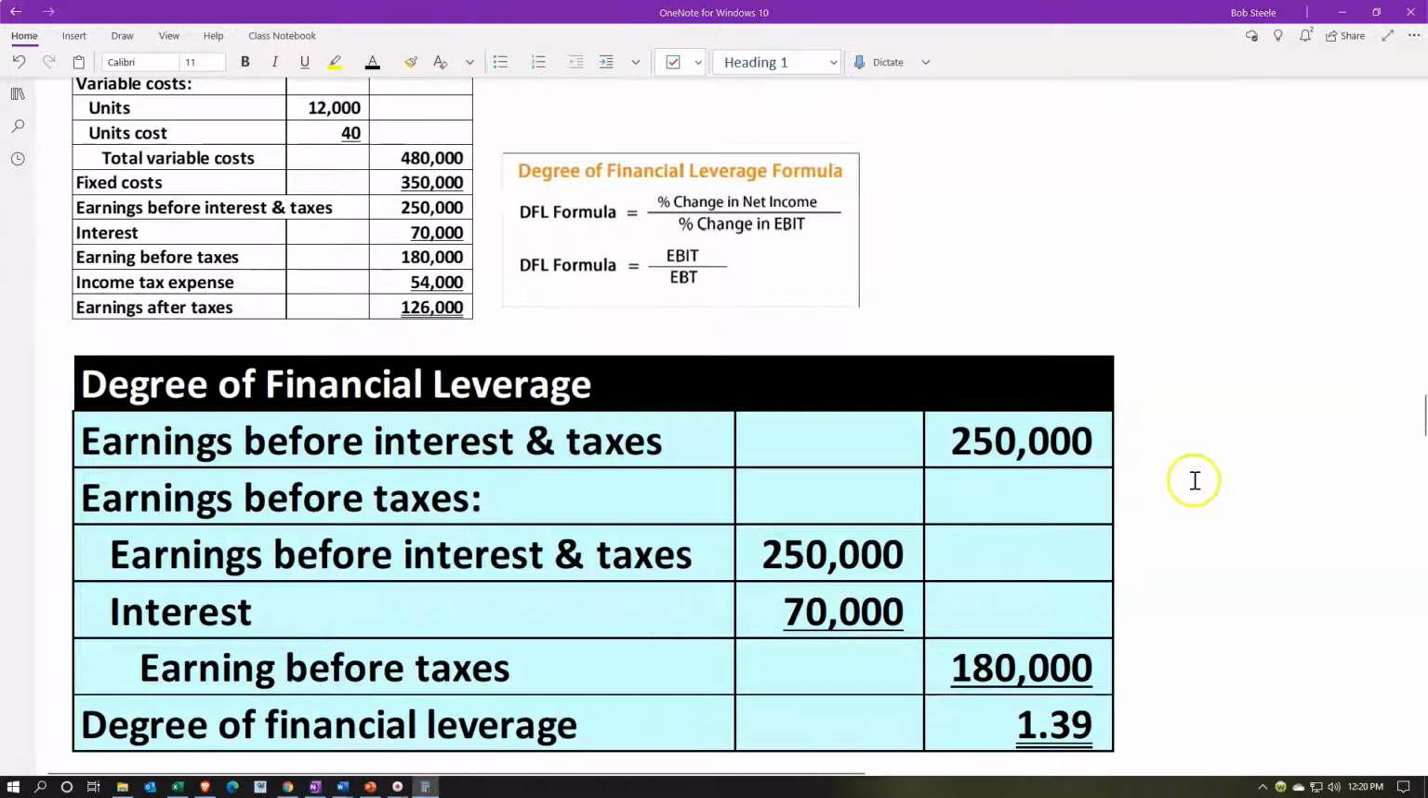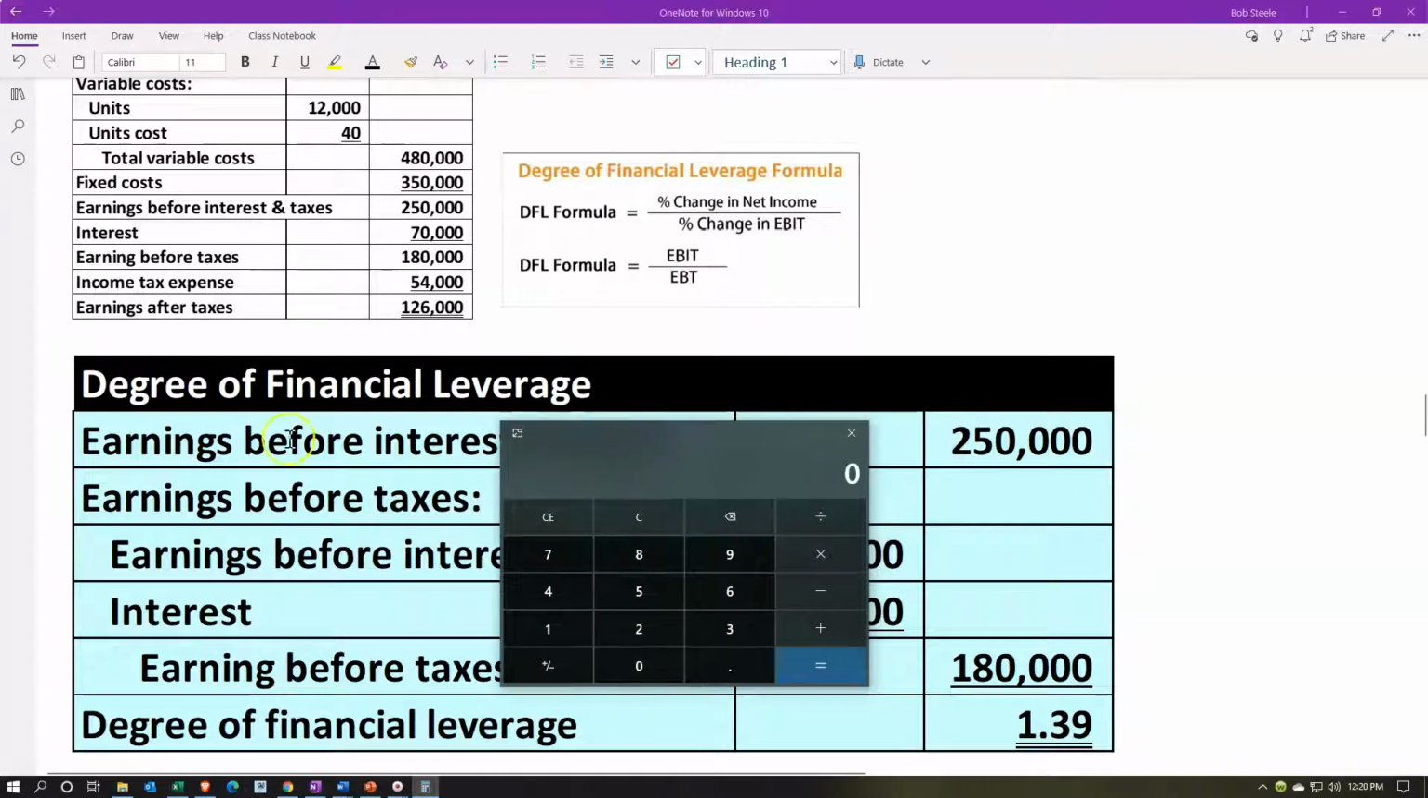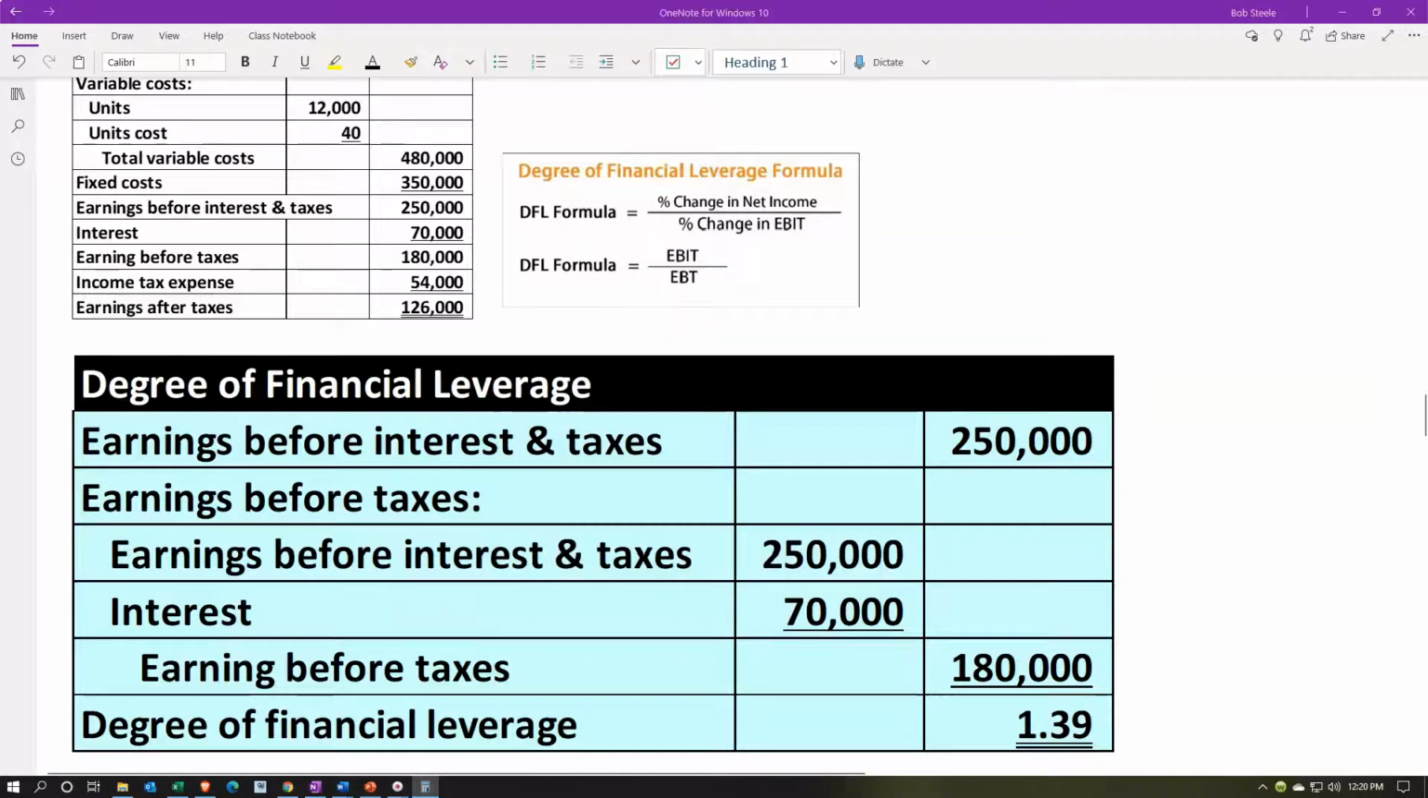We're going to take the 250,000 divided by the 180,000. Let's pull out the trusty calculator just to see if it's even or not. 250,000 divided by the 180,000. So it's actually 1.3888. It's going to round to 1.39. So we do have to deal with the rounding as a factor here.